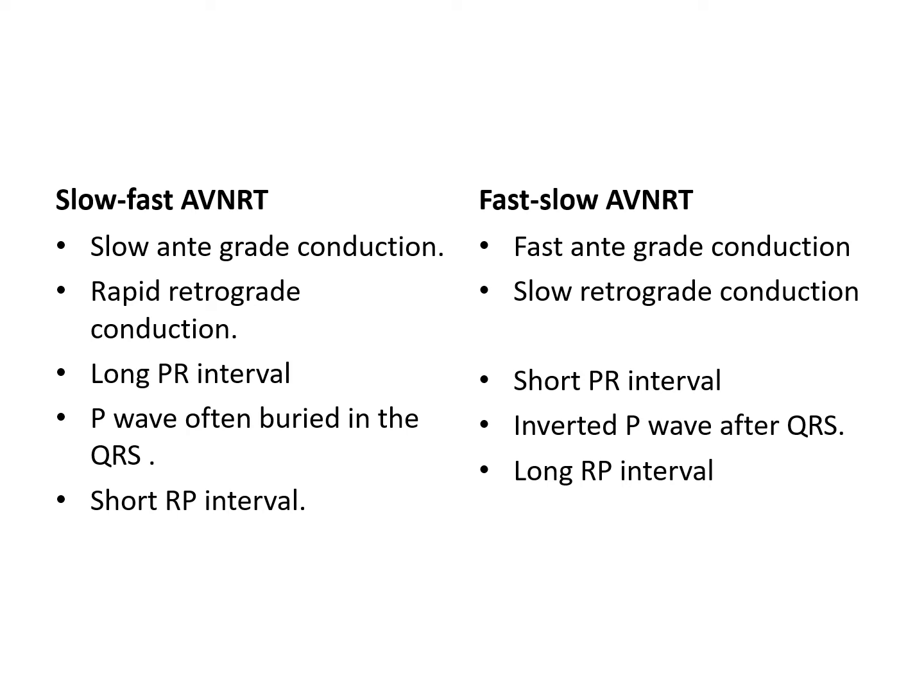Whereas in fast slow AVNRT, there is fast antegrade conduction and slow retrograde conduction. So because of fast antegrade conduction, there will be a short PR interval, and because of slow retrograde conduction, there will be inverted P waves after QRS with a long RP interval.